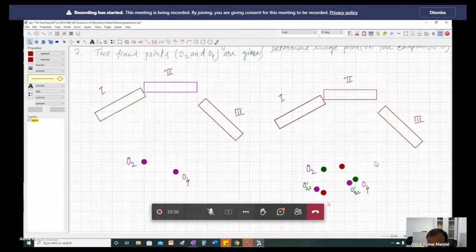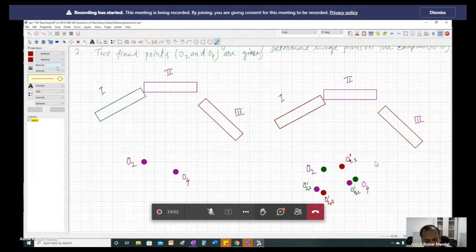This is O2, with respect to 1 we have inverted. This is our third step, and this is O4, with respect to 1 we have inverted. Third position. Okay. What next?